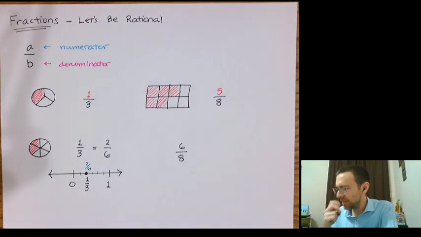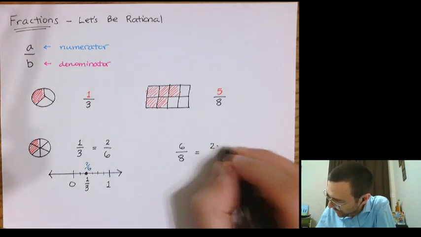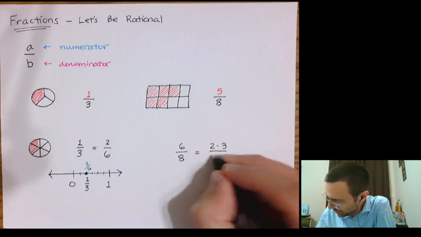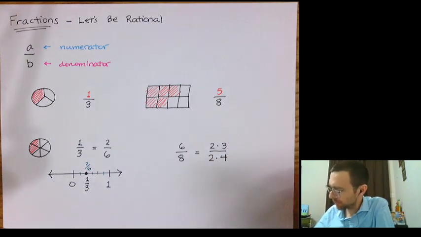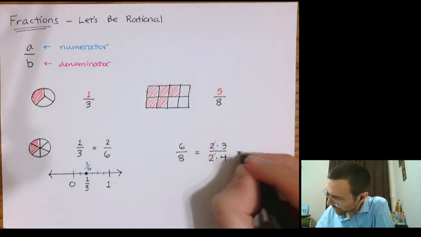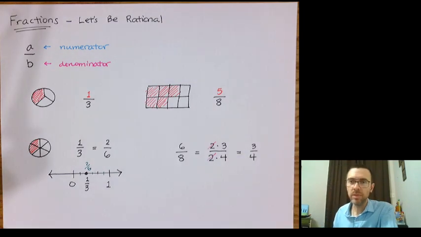Okay, 6/8 it's a number, right? But we also know that we can rewrite this as 2 times 3 over 2 times 4, and since you have a common factor here, these factors of 2 can reduce, and we see that 6/8 is the same as 3/4. They occupy the exact same spot on the number line.